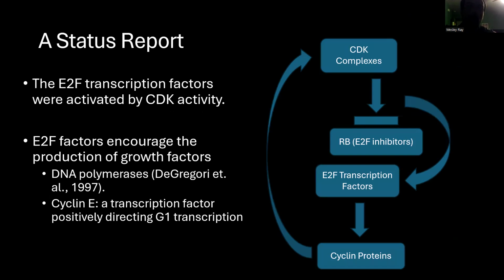So CDK complexes are leading to the inhibition of RB. By leading to the inhibition of RB, they are inadvertently promoting E2F transcription factors. The E2F transcription factors are themselves promoting cyclin proteins, and the cyclin proteins are themselves promoting CDK complexes because they're an active part of it. So more CDK complexes means less active RB, means more active E2F transcription factors, which increases growth and development. This is a positive feedback loop. The more E2F transcription factors we have, the more E2F transcription factors we're going to get.